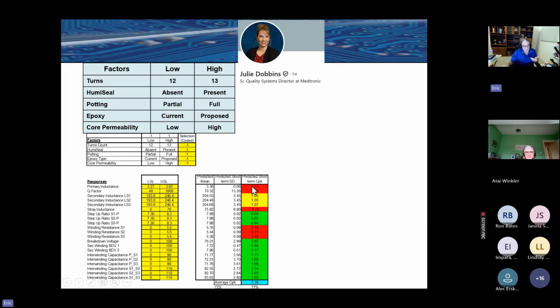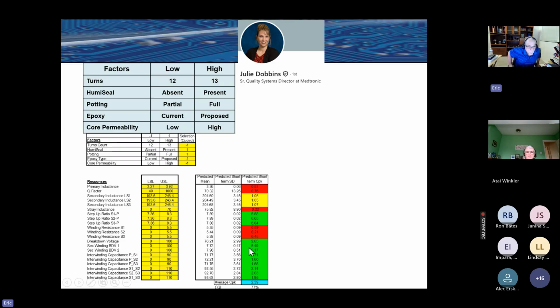So if the CPK, capability index, is greater than 1.5, it's considered the Six Sigma level, and you see several of these requirements for the transformer are green, are at the 1.5 level or above, Six Sigma level. If it's between 1 and 1.5, still considered good for many applications, so that's showing in yellow. And if it's below 1, then it's showing up in red.